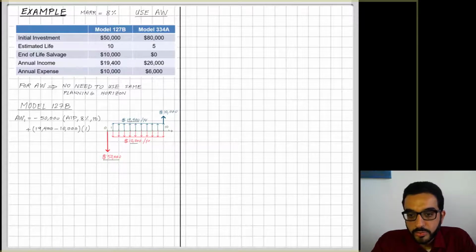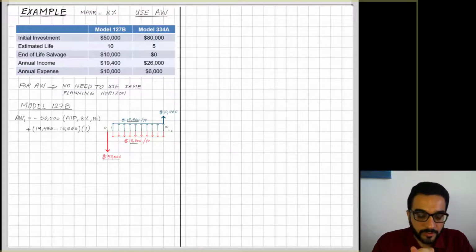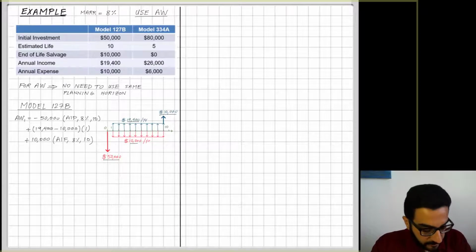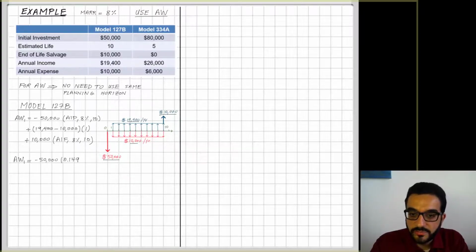And because they are already annual series, and I'm calculating the annual worth series of this cash flow, I'm multiplying them by 1. So they're exactly covering the 10 years that I'm trying to get equivalency annual worth for. So I don't have to change them. It's just the same values as shown. And then the final value, the salvage value, is brought from the future to the annual worth. So it's A given F, 8% and 10. So we can use the factors or the tables and just write the final values here.